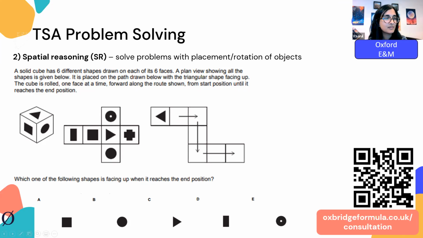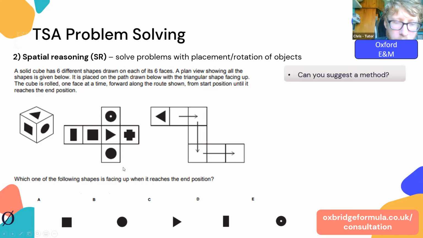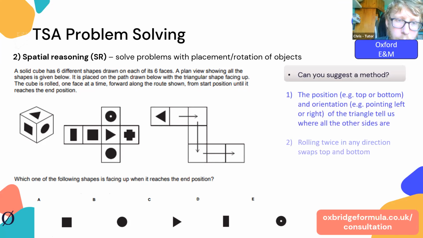Yeah, okay, so if you just want to bring up the next slide, I think it has a couple of methodological points, like 1 and 2. So firstly, this is a spatial reasoning question. So it's about manipulating shapes, often in 3D. That happens a lot in TSA. And a very useful technique is to look for pointers. So things that point in particular directions, especially like a part of a larger shape.